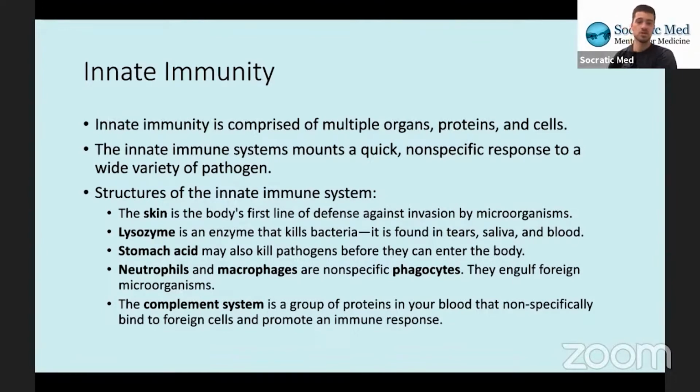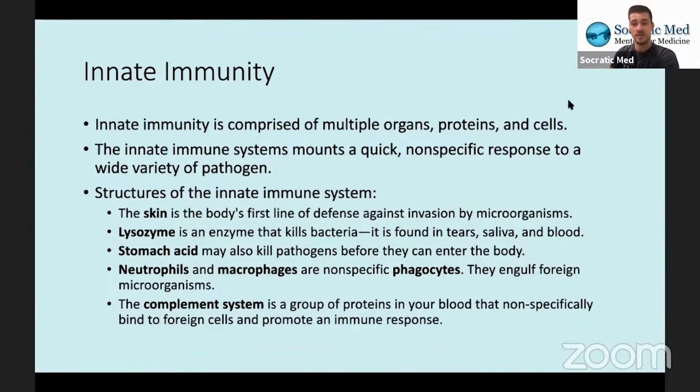So some of the structures of the innate immune system: the skin is the body's first line of defense against invasion by microorganisms. Sometimes we don't really think of the skin as an organ, or we don't really think of it as part of the immune system, but it actually is. It's a pretty important part because it separates the internal part of your body from the external. So it really is the first line of defense against physical invaders into your body.